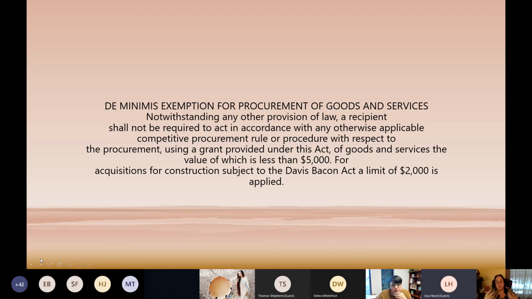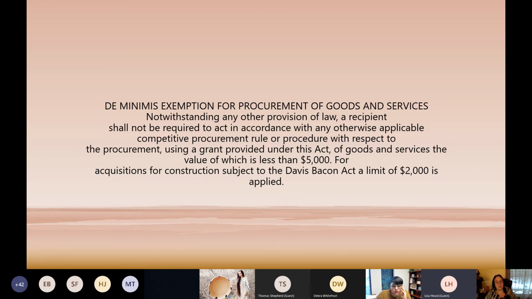The de minimis exemption for procurement of goods and services: notwithstanding any other provision of law, a recipient shall not be required to act in accordance with any otherwise applicable competitive procurement rule or procedure with respect to the procurement using a grant provided under this act for goods and services, the value of which is less than 5,000.